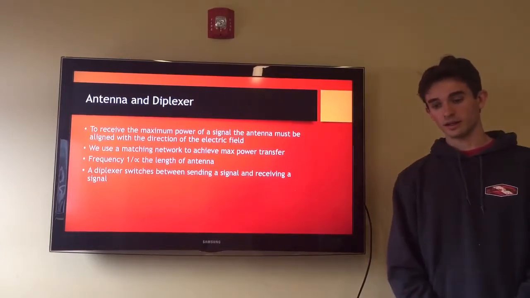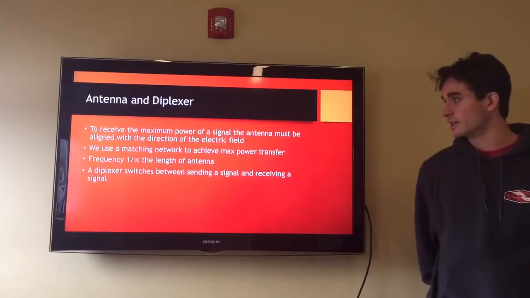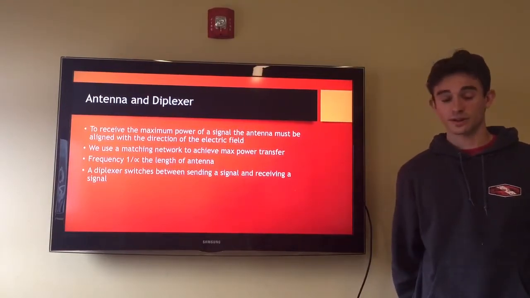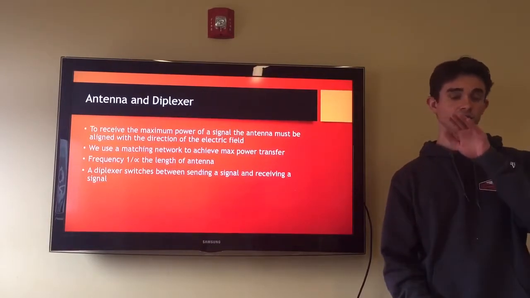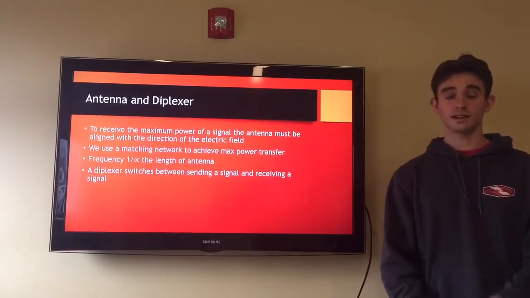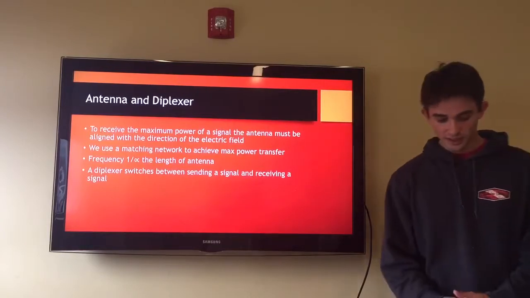Basically, if we assume maybe a dipole antenna, the antenna needs to be aligned with the direction of the electric field, so it can sense changes in potential and therefore induce a current. So the antenna needs to be aligned with the direction of the electric field, excuse me, not the magnetic field.